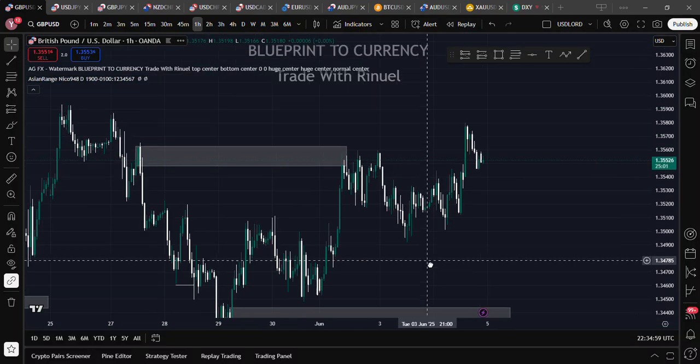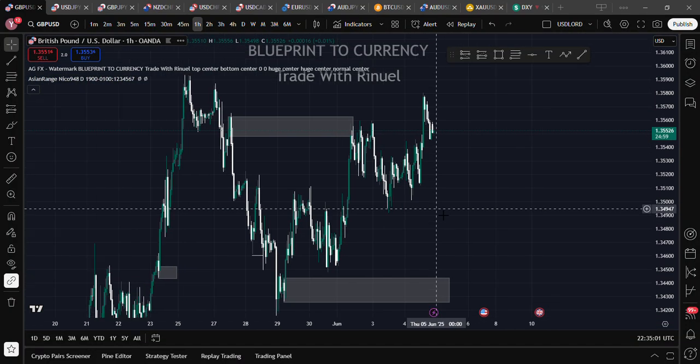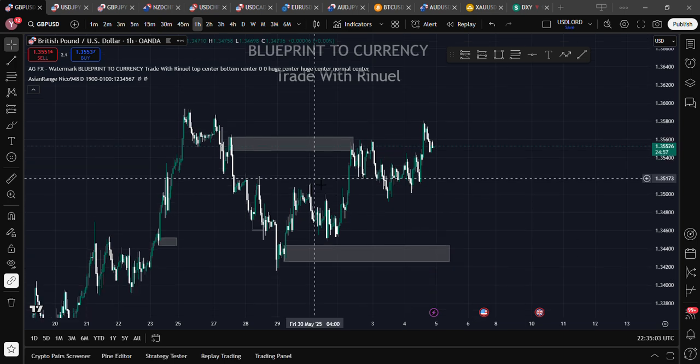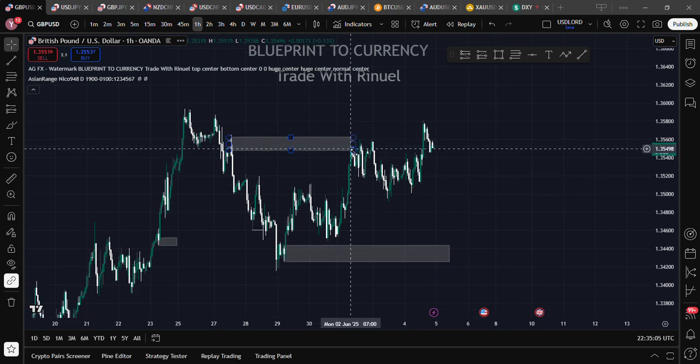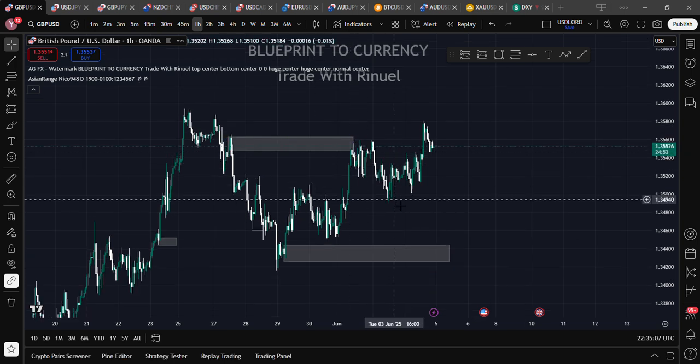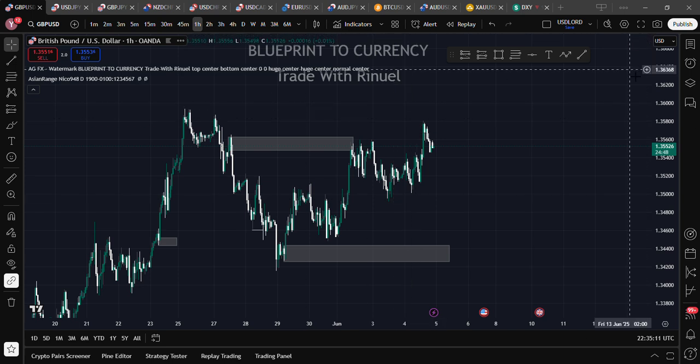Let's check GBP USD. Okay, nothing special on GBP USD. So this is a fake out here. Price reacted to this other block, pulled back a little, pulled back below it, and it's going up. So there's nothing much on GBP USD for now.